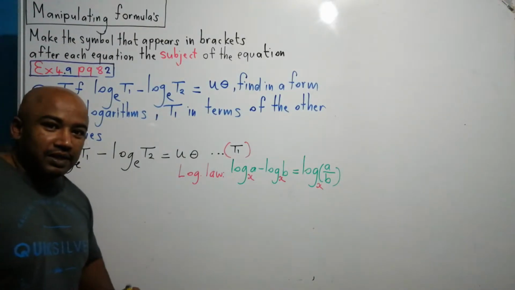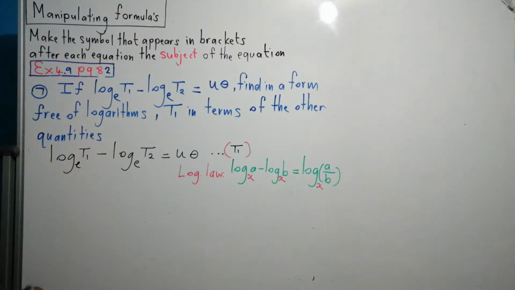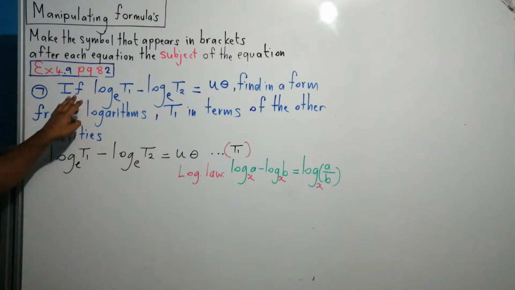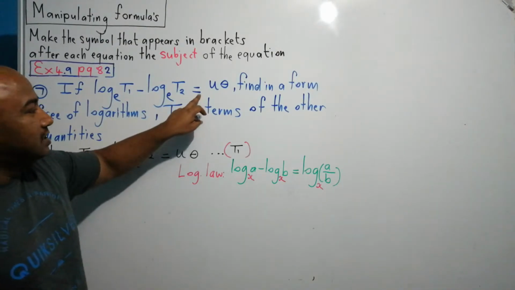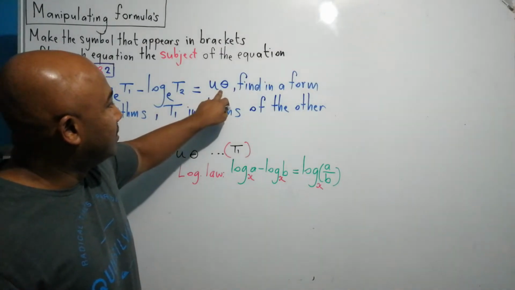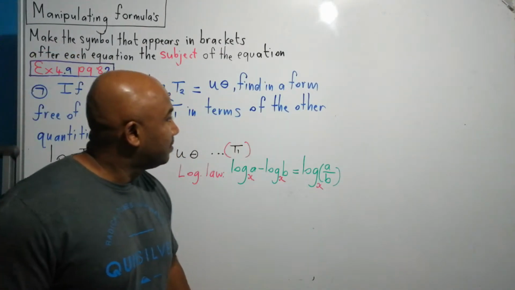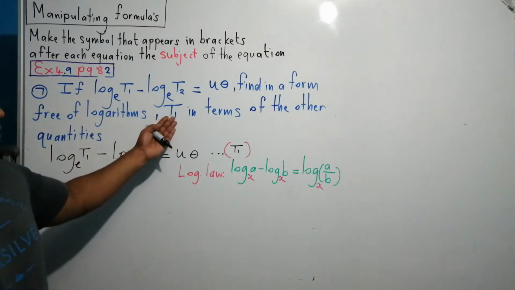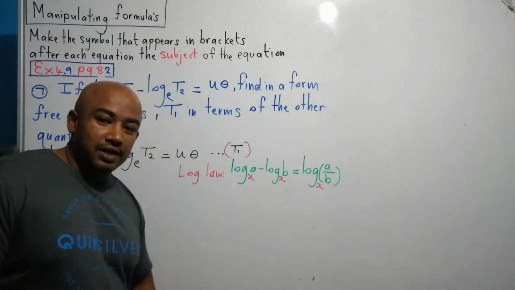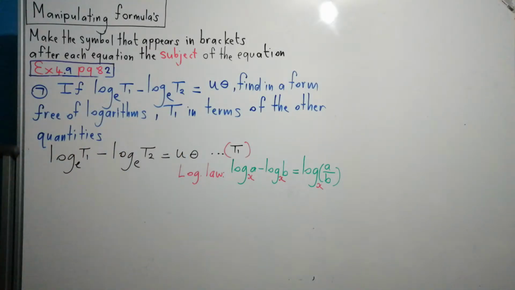Our next example is number 7. This one is a bit different because you already have logs as part of the original equation. You are told that log base e of t1, or log t1 to the base e, minus log t2 to the base e, is equal to mu times theta. Find, in a form free of logs, t1. In other words, make t1 the subject of the formula.